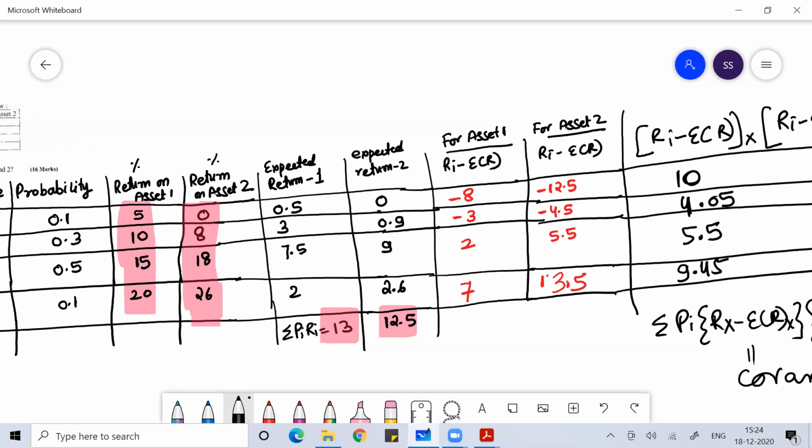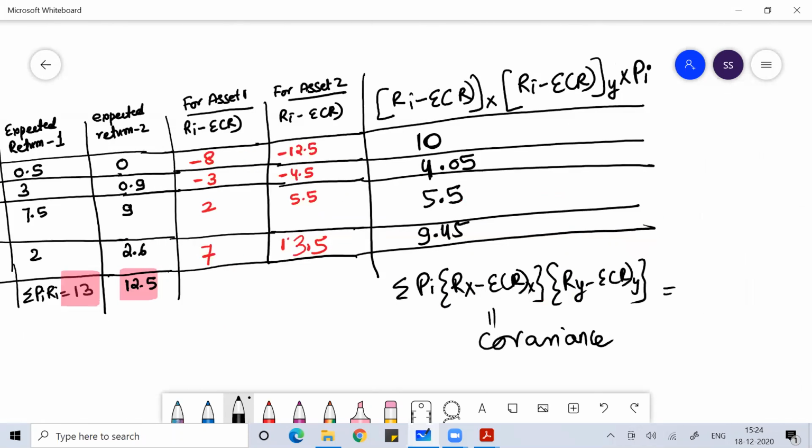So 9.45 plus 5.5 plus 4.05 plus 10 is 29. So the covariance is 29. You got the covariance. The covariance value is 29. Anyone, any doubt?